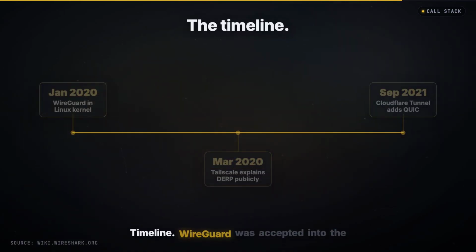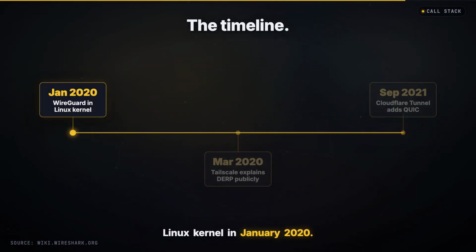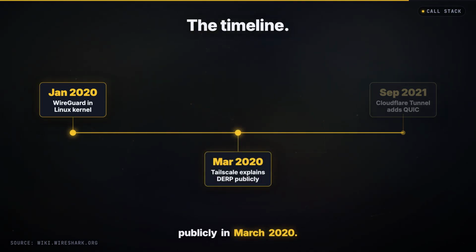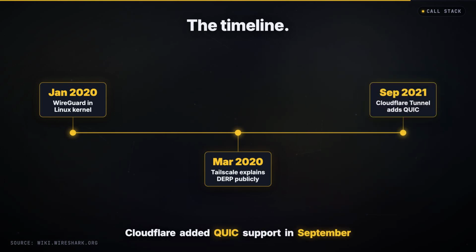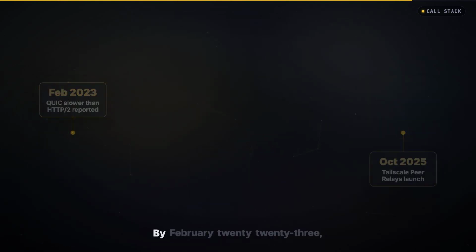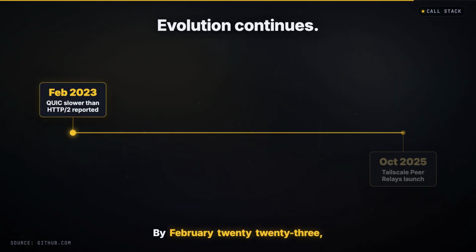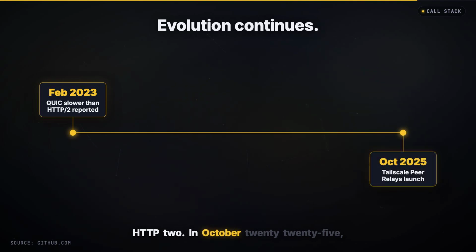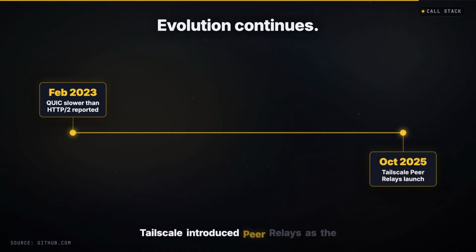Timeline. WireGuard was accepted into the Linux kernel in January 2020. Tailscale launched and explained DERP publicly in March 2020. Cloudflare added QUIC support in September 2021. By February 2023, users were reporting QUIC was slower than HTTP2. In October 2025, Tailscale introduced peer relays as the middle tier.